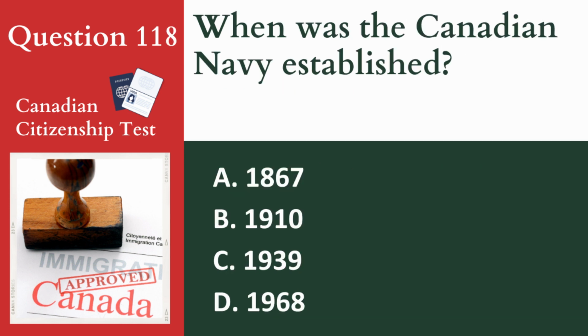Question 118. When was the Canadian Navy established? A. 1867. B. 1910. C. 1939. D. 1968. Answer: B. 1910. The Canadian Navy was formally established in 1910.